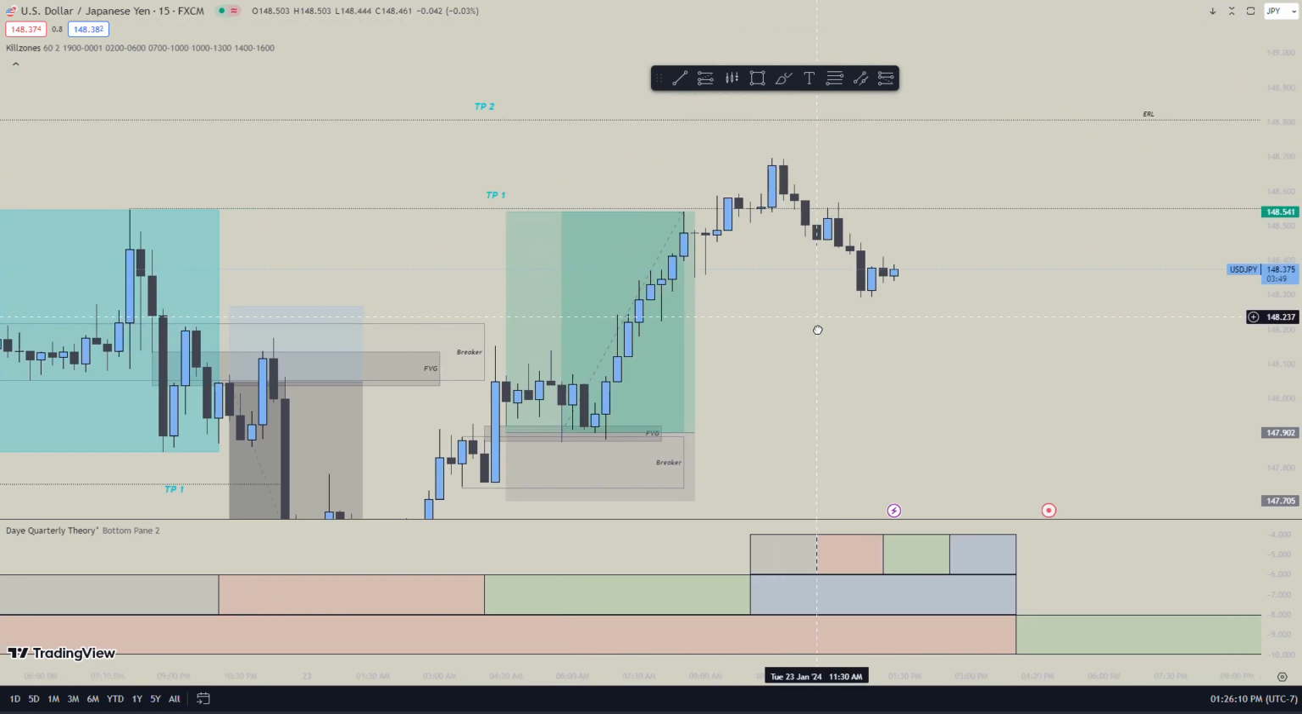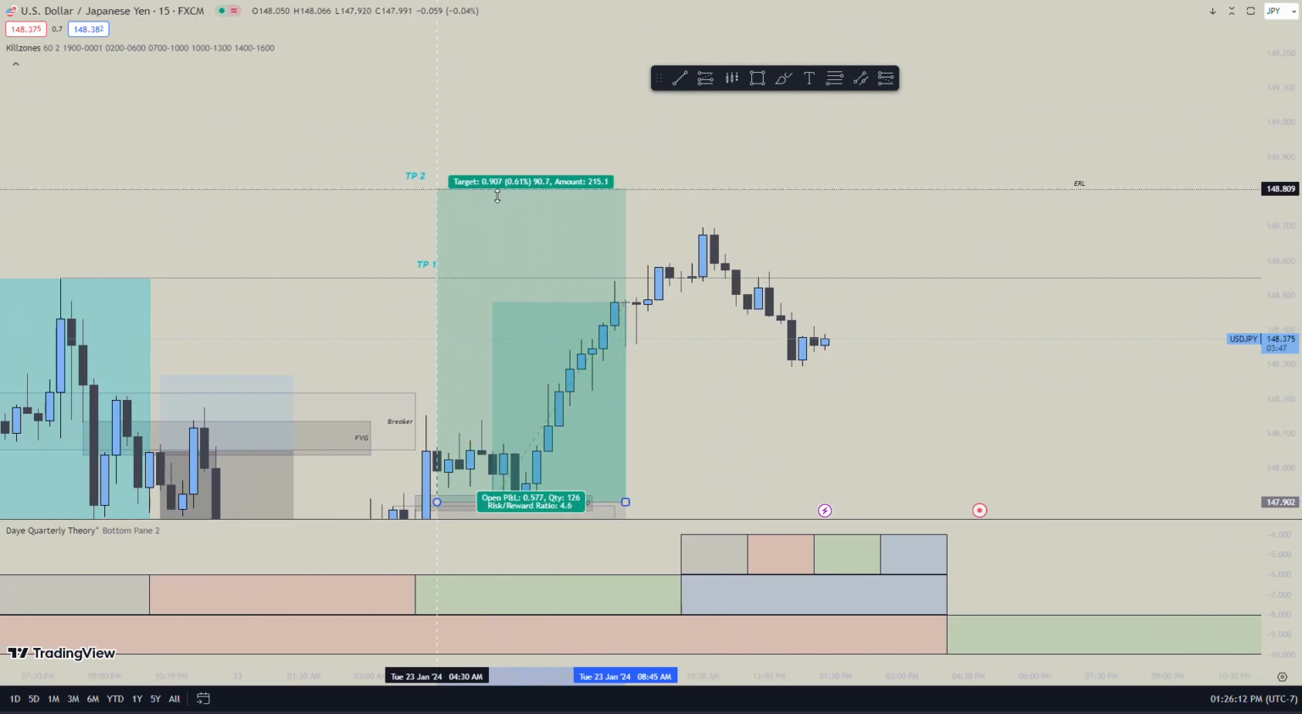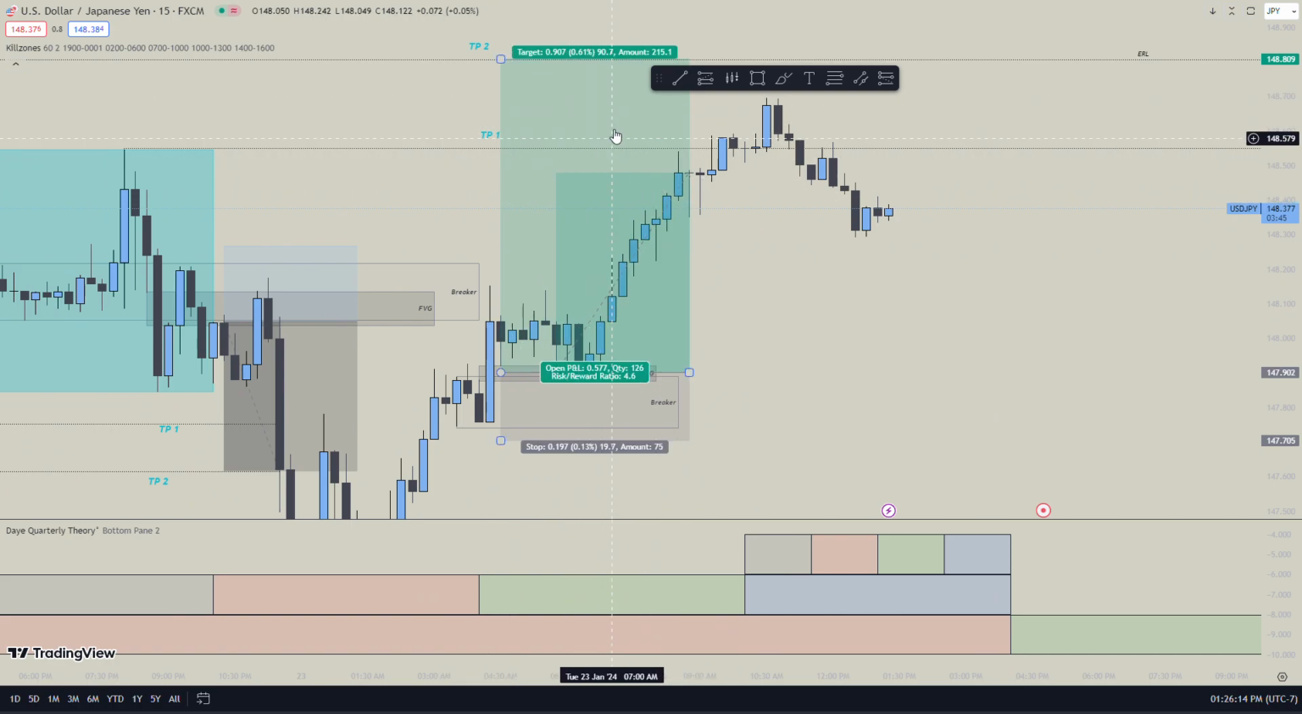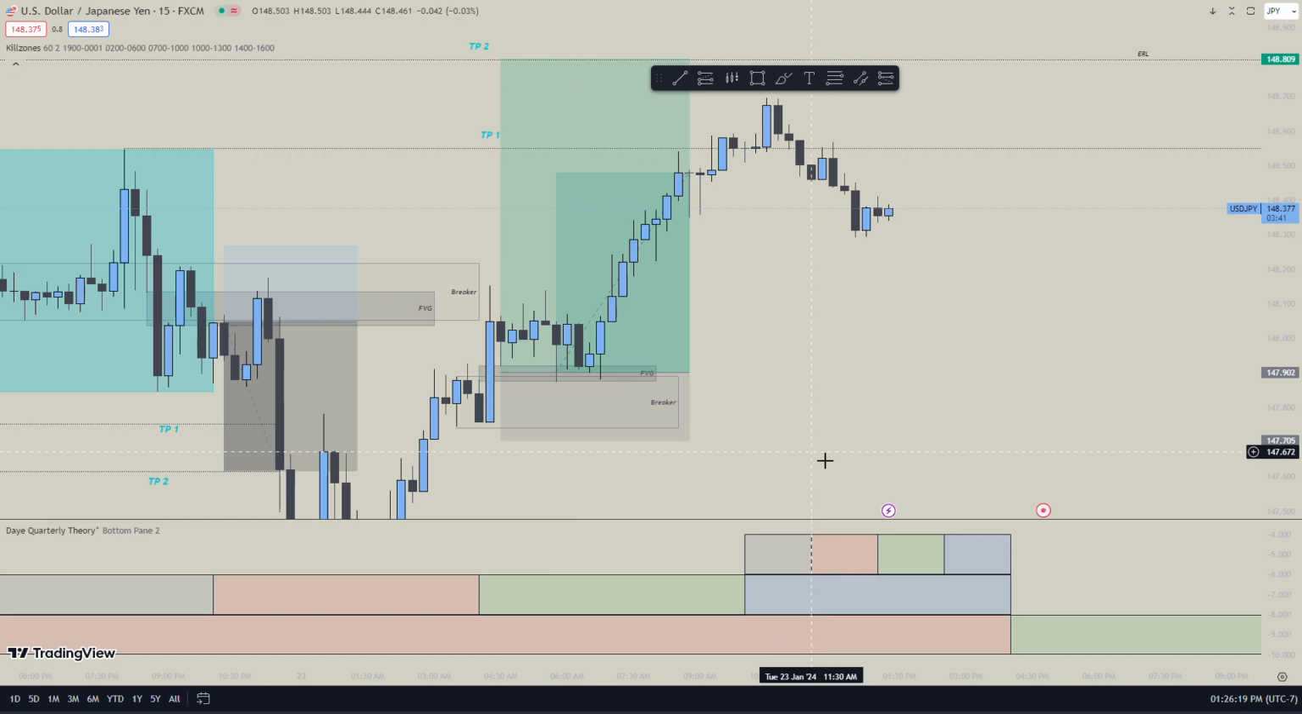This is TP1, and guess what? TP2 is all the way up here. I would take 80% of my profit here, and then the rest of my 20% over here. Alright? So, that would be my trade.